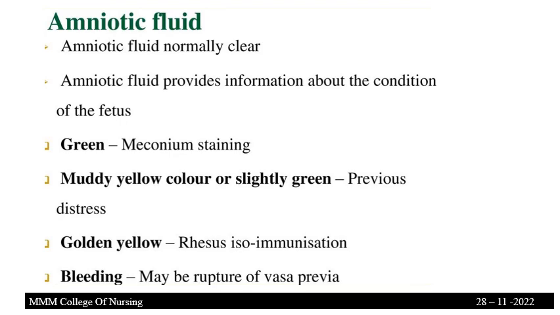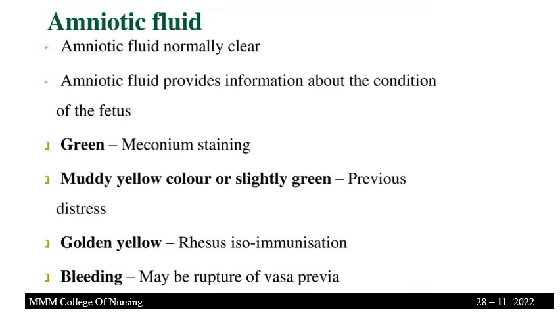Amniotic fluid provides information about the condition of the fetus. If it is green, then we say it is meconium stained. If it is muddy yellow color or slight green, it is previous distress. If it is golden yellow, it represents rhesus isoimmunization, RH isoimmunization.